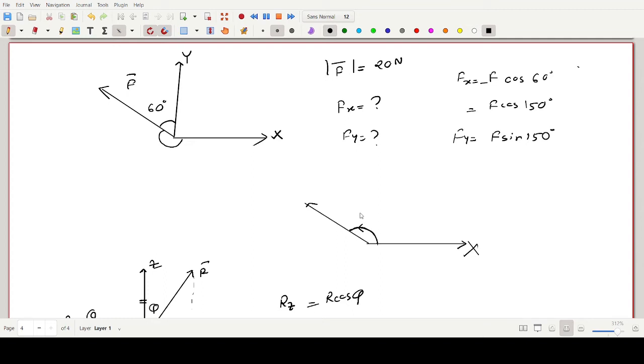Now tell me, if we have a force vector which makes an angle of 60 degrees with the y axis, then what will be the value of fx and what will be the value of fy? How can we calculate them if the magnitude of f equals 20 Newton?